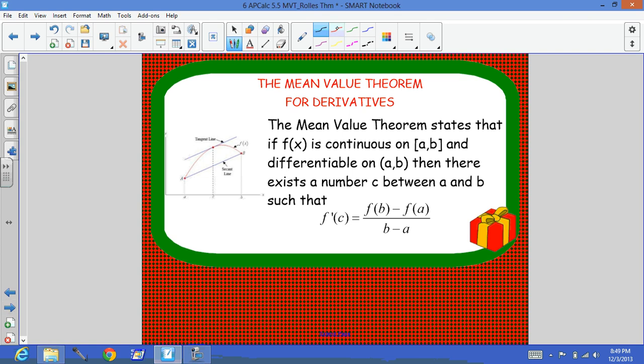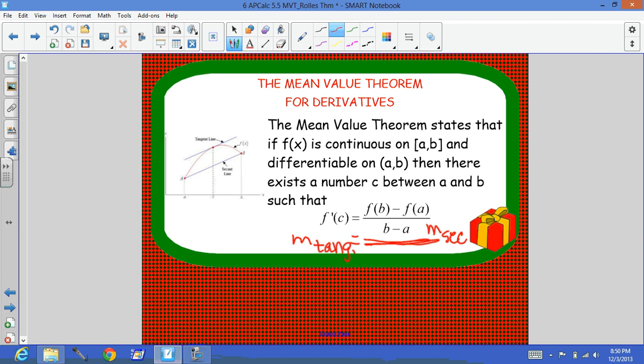Now, a lot of times when people look at this side right here, they think that's just the definition of the derivative. But if you notice, that's missing the limit. This is actually the slope of a secant line. And so what you've got is that the slope of your tangent line is going to be equal to the slope of the secant line. Okay, the slope of the tangent line equals the slope of the secant line.